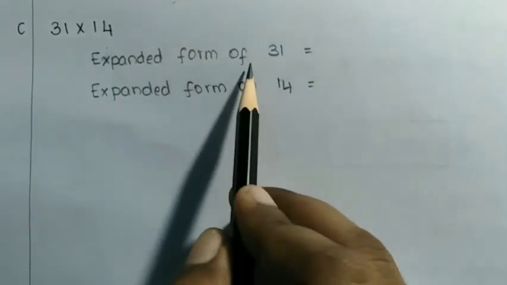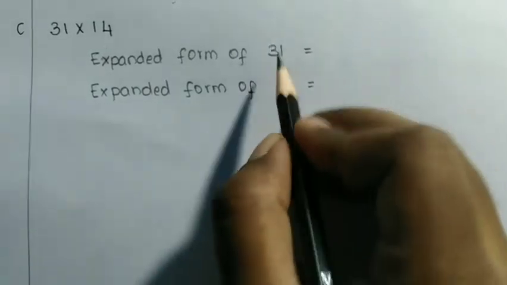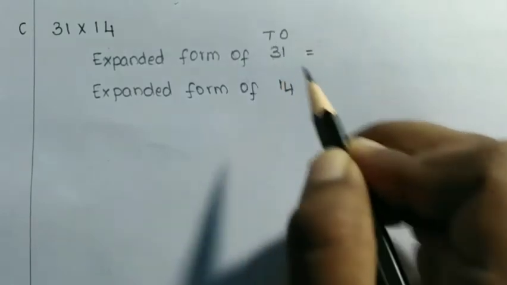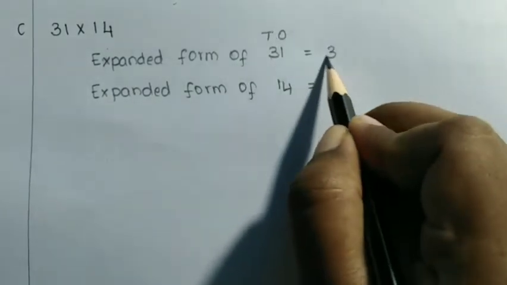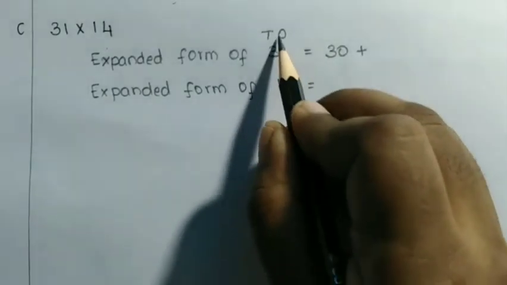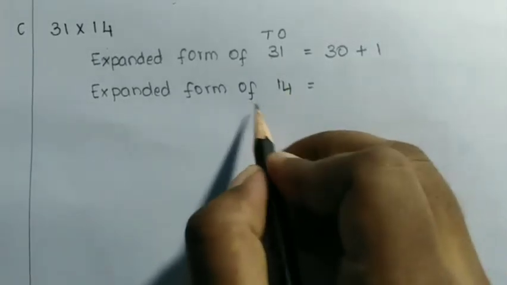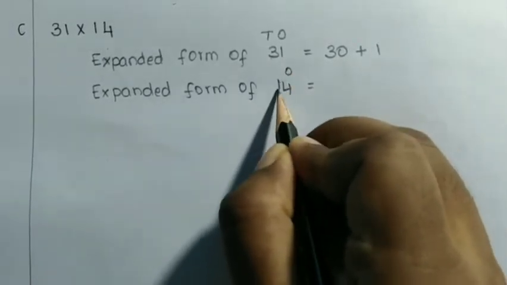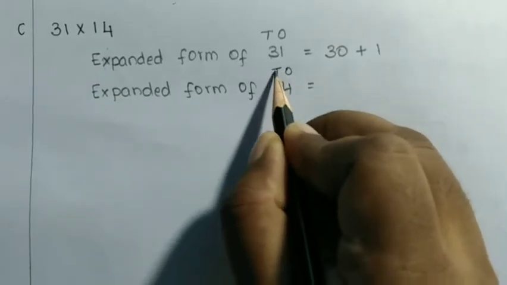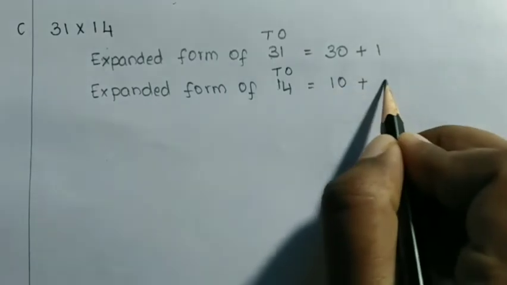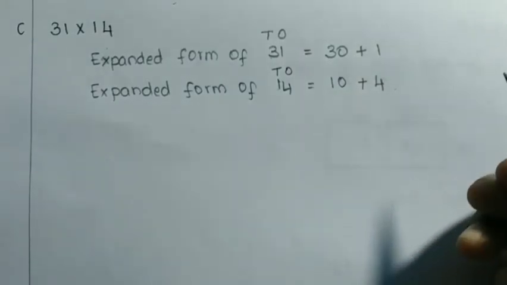Expanded form of 31. Here 1 is in 1's place and 3 is in 10's place. 3 10s, that is 30, plus 1 1's, that is 1. Expanded form of 14. 4 is in 1's place and 1 is in 10's place. 1 10s, that is 10, plus 4 1's, that is 4.